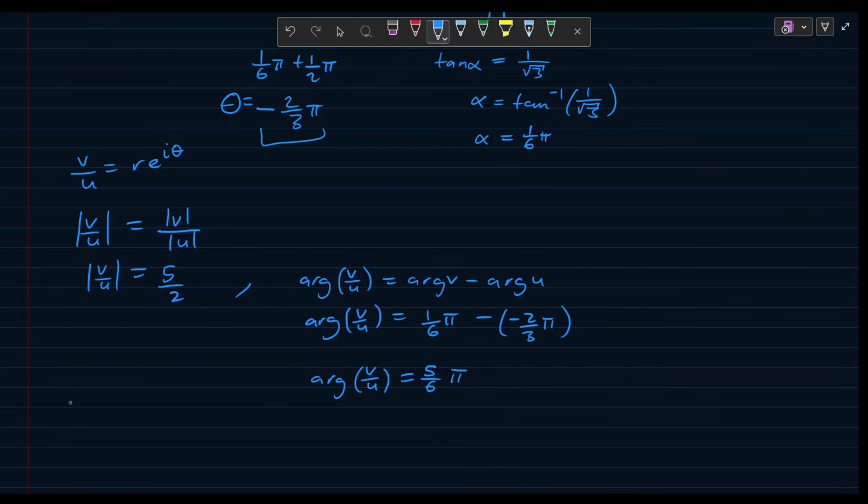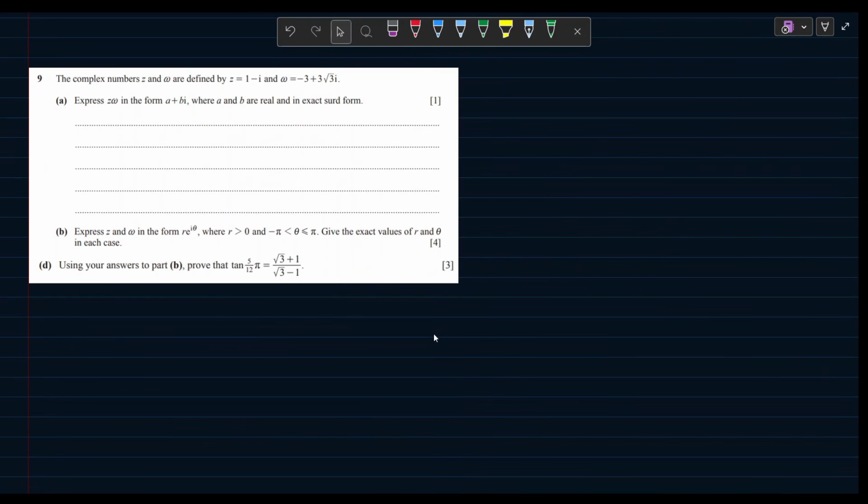And so it means that therefore v over u can be written as r, which is 5 over 2, e to the i theta, which is 5 over 6 pi, and that will be our final answer. Alright, so let's look at this example.